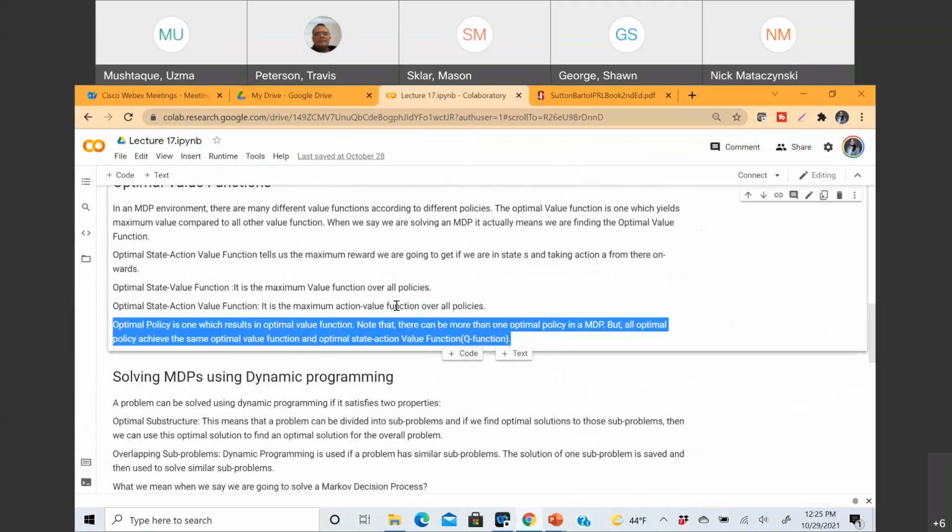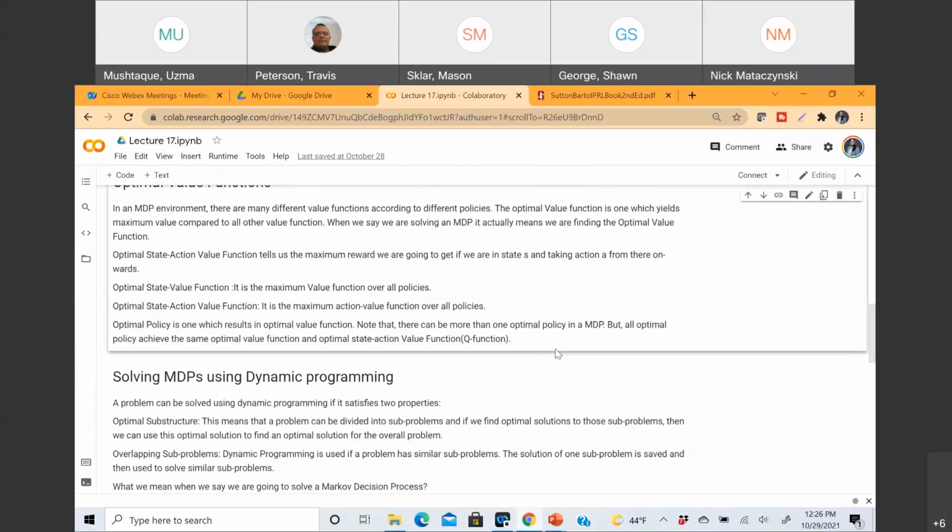So the optimal policy is the one which results in the optimal value function. We just defined an optimal value function, right? So the optimal policy is the same as the one that gets us the best value function, and the optimal state action value function. And we'll see going forward that it's one and the same thing. Whether you're getting the best V is actually leading us to get the best Q. Okay, so that's what the optimal policy is.